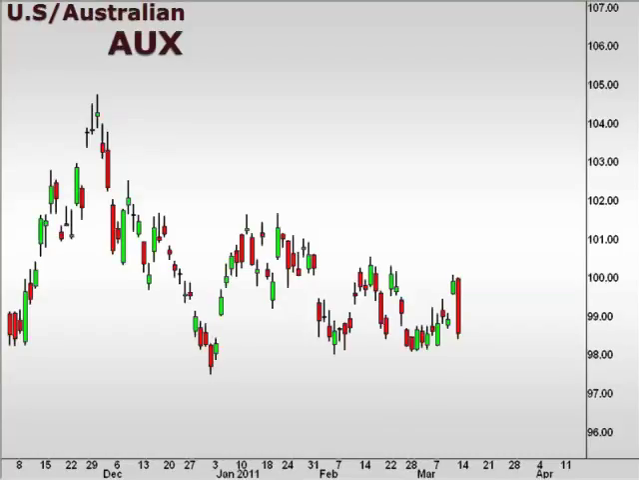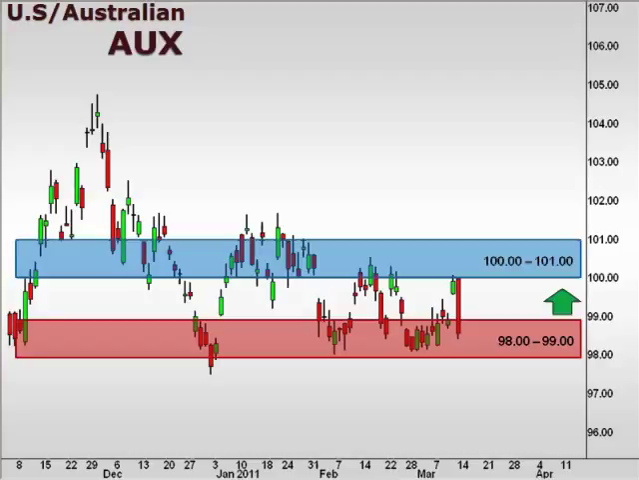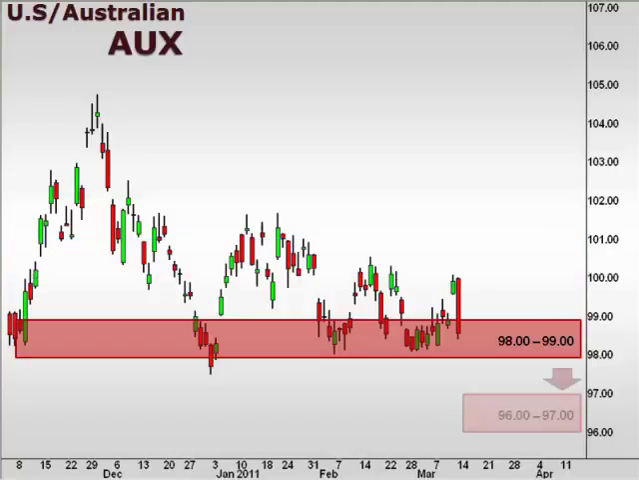So take a look at the AUX, the U.S. versus the Australian dollar. Well, the AUX gave back all of its ground last Friday, closing back down in the 98-99 focal zone. This level should hold as support. However, the 100-101 focal zone needs to be overcome to lend any credibility to a reversal of the downtrend. A break below 98 opens the window for a continuation down towards 96.